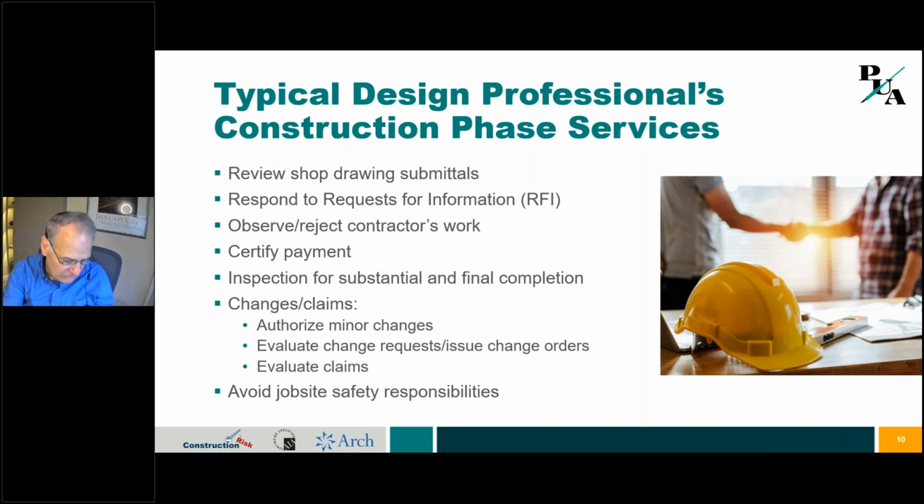And you'll see in the AIA documents, they have the independent decision maker role. I'm not sure that works very well. I've seen architects agree to that, and I'm not really crazy about having somebody else doing it. I just think it's a role that the architect logically should do. Avoid job site safety responsibilities. Next.